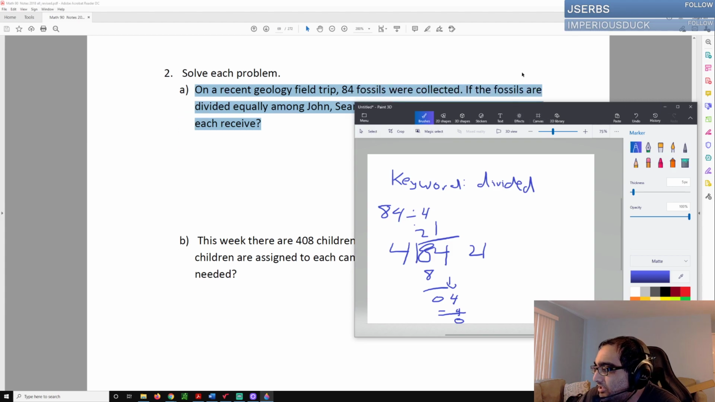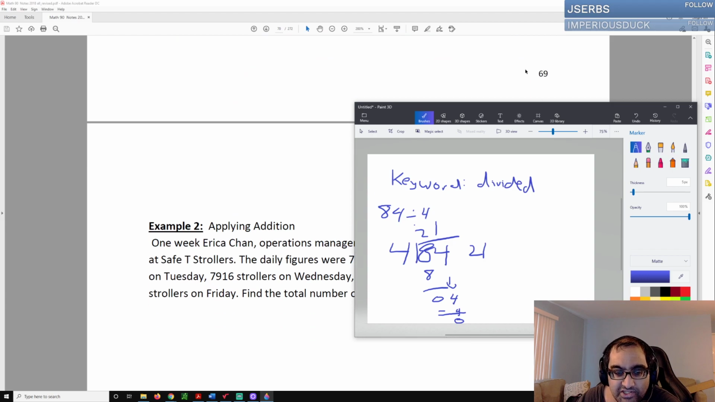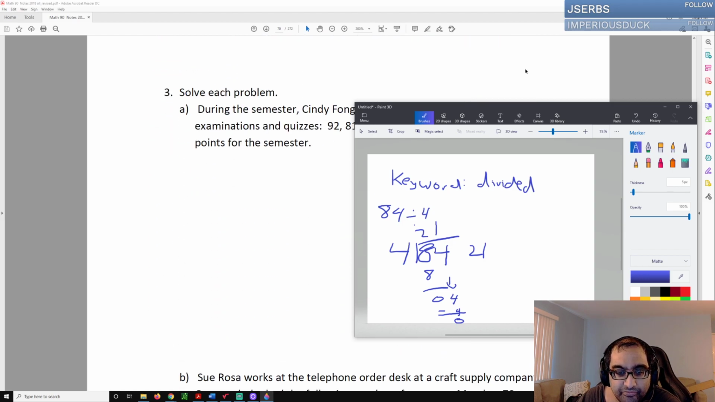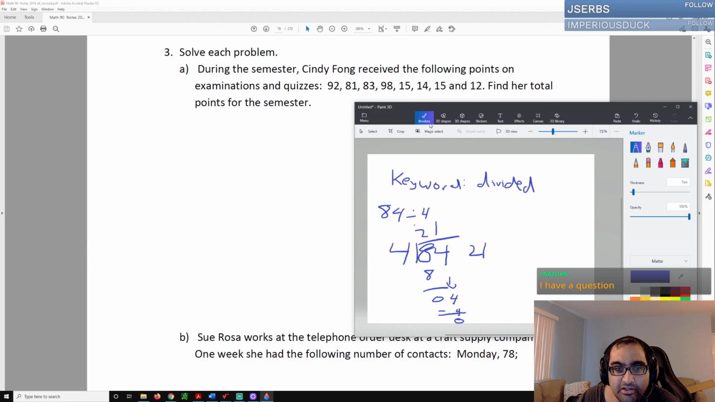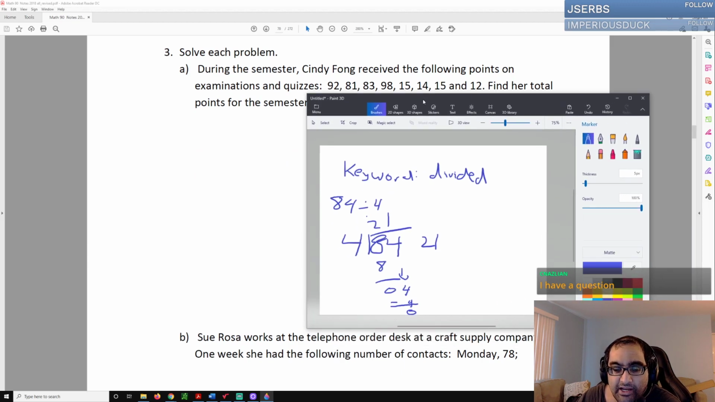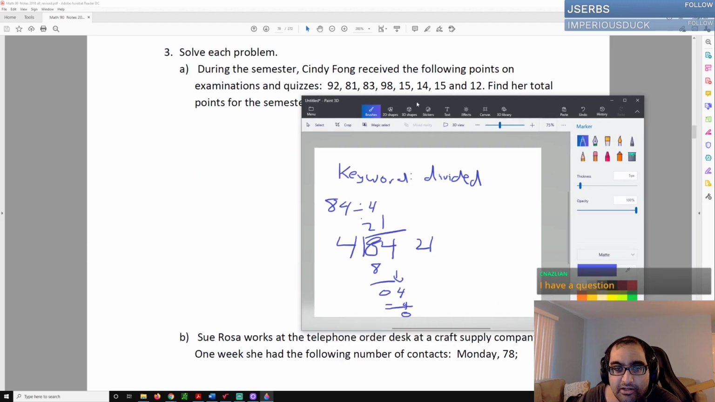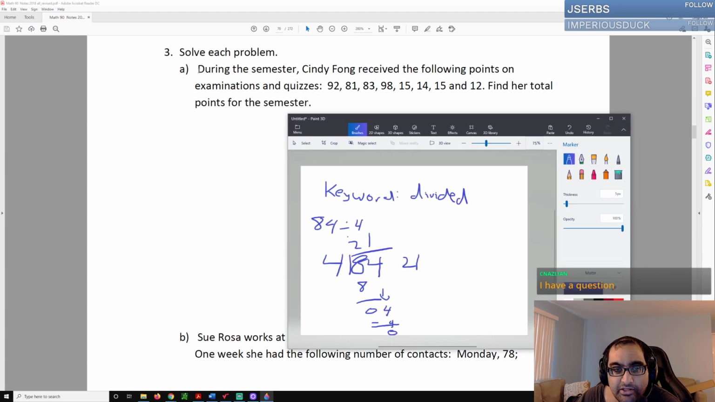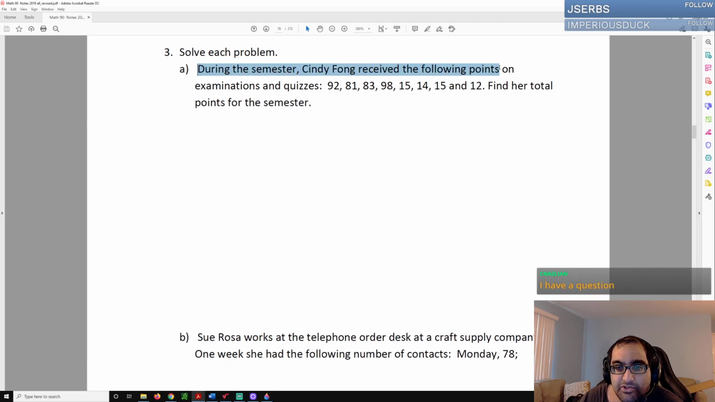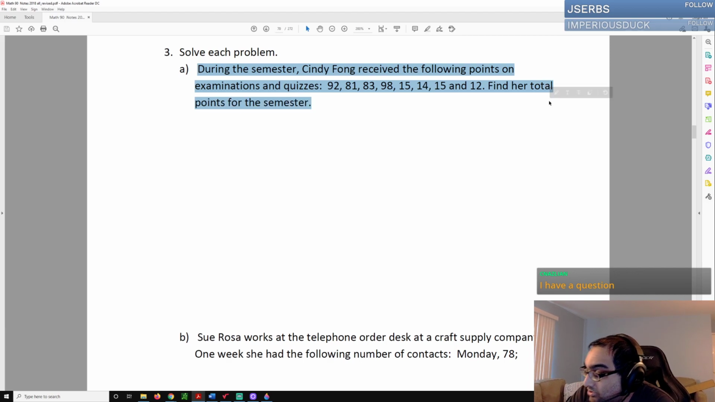All right. Let's look at the next problem, next example. Okay. Let's look at number 3 here. 3A is what we'll look at. So it says, during the semester, Cindy received the following points on her exams and quizzes: 92, 81, 83, 98, 15, 14, 15, and 12. Find her total points for the semester. Oh, yes, a question. Sorry, Carissa. Apologies. Go ahead.